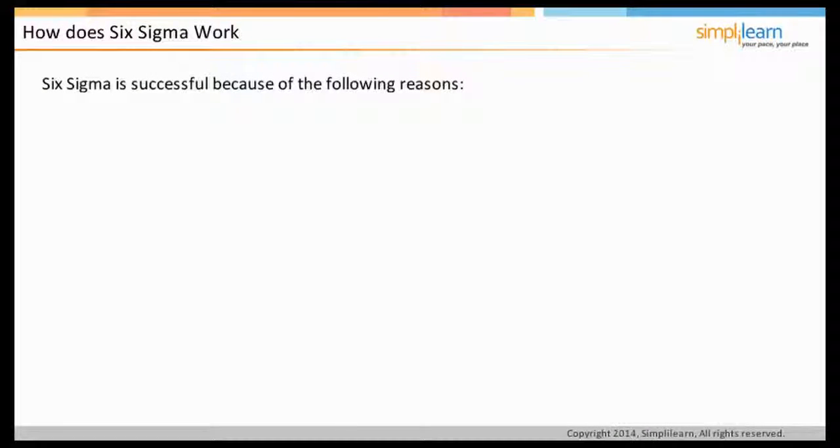Let us understand how Six Sigma works in this screen. Six Sigma is successful because of the following reasons. Six Sigma is a management strategy. It creates an environment where the management supports Six Sigma as a business strategy and not as a standalone approach or a program to satisfy some public relations need.